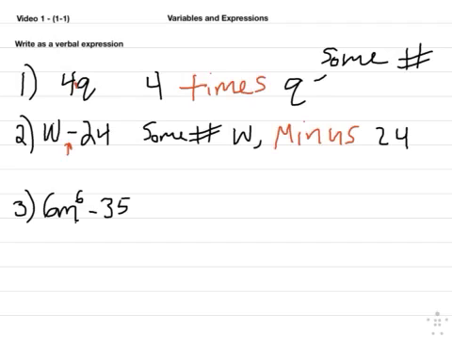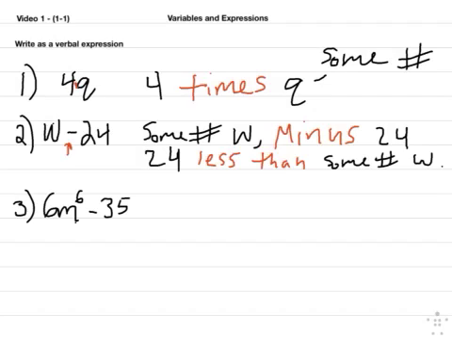Okay, that's the easy way to write it, but we can do it one other way too. We can say it's actually 24, and this is the other way to write a minus sign, less than some number w.